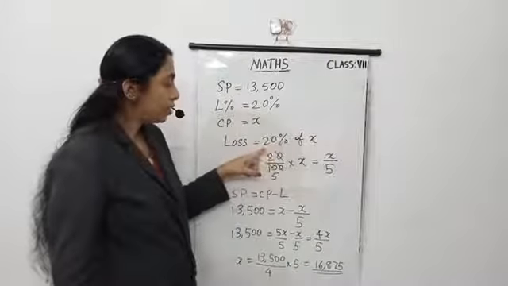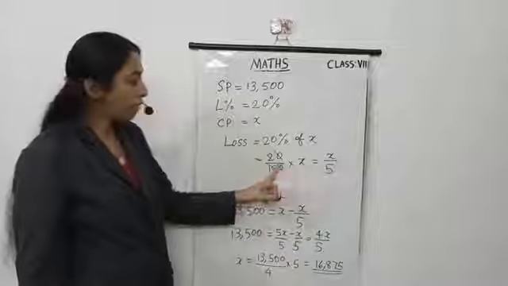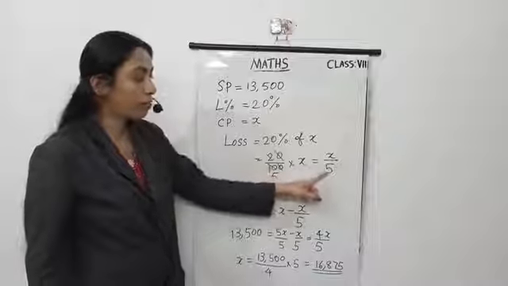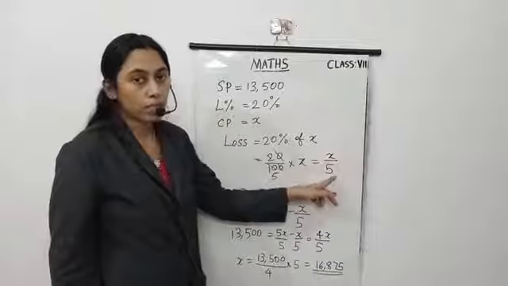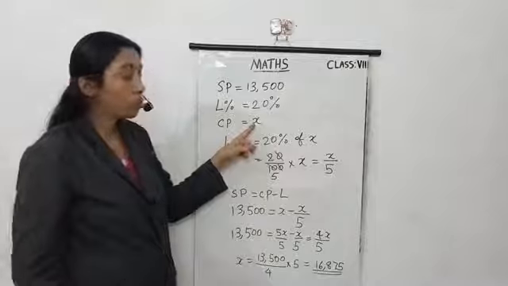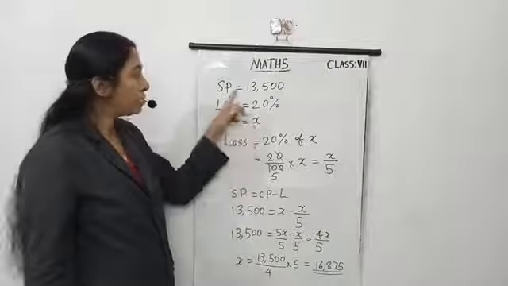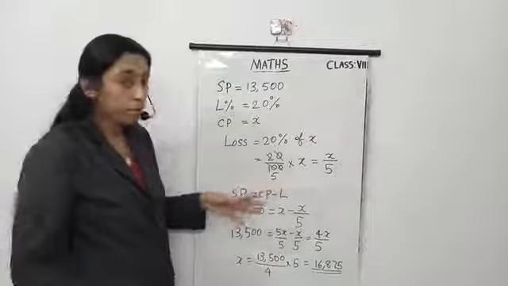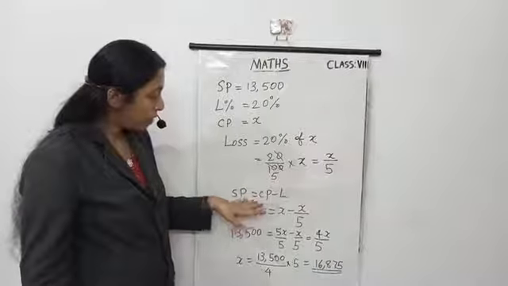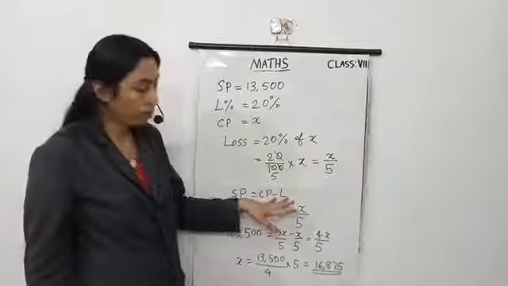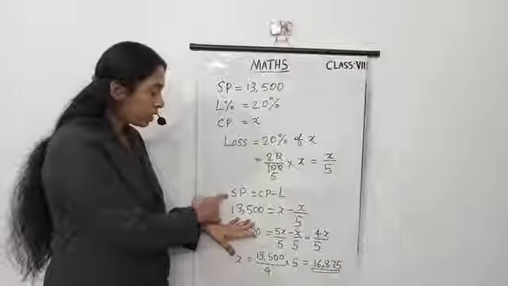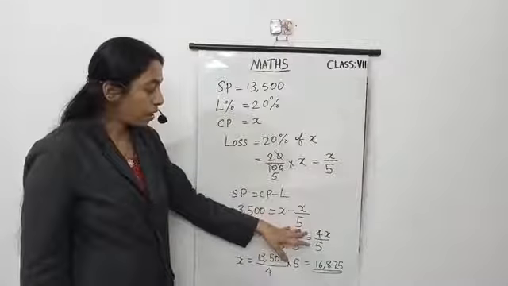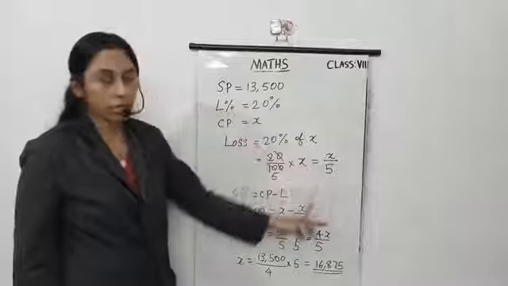That is 20 by 100 into X. We can cancel 0 and 0, and 2 fives are 10. So this is X by 5. That is, loss amount is X by 5 and cost price is X. Now selling price is cost price minus loss. So selling price equals cost price minus loss. Then selling price is given, 13,500 equals X minus X by 5. Cost price is X, loss is X by 5.